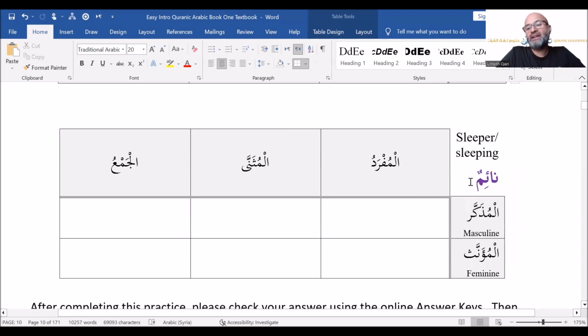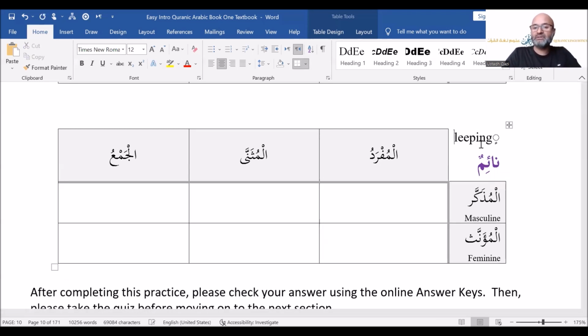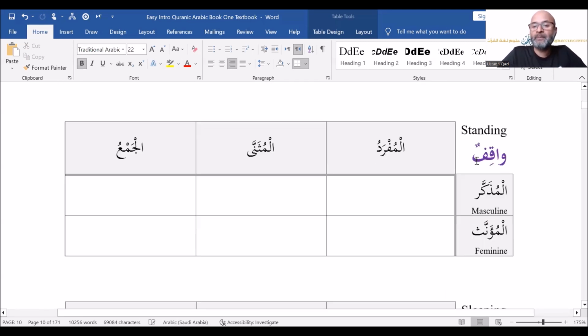Sleeping, ana na'imun. So you use the word na'imun for sleeping. It can also be used to mean sleeper, but let's keep it simple. Let's just stick to the basic meaning, which is sleeping. I'm sleeping. Na'imun, ana na'imun.